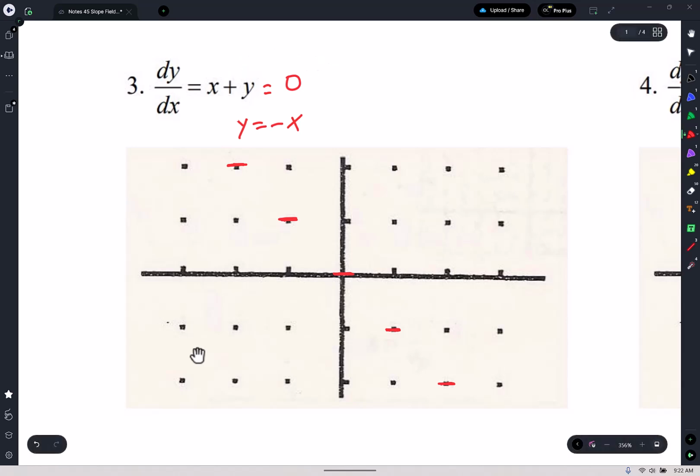So if I just focus on the y-axis, so look, I'm at 0, 1. Well, 0 plus 1 is 1, so slope of 1. Doesn't have to be perfect. If I'm on the 0, 2, well, 0 plus 2 is 2, so steeper than that one.